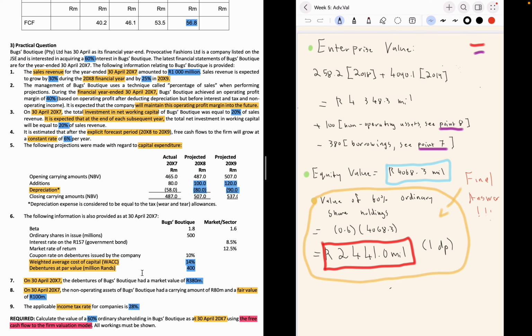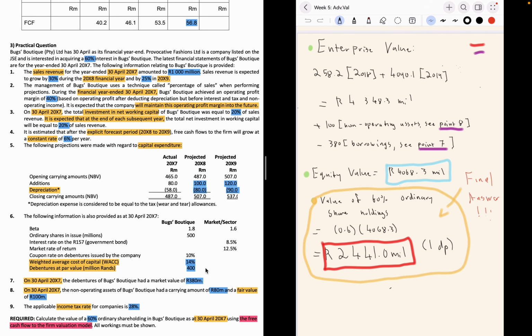So if we go to point 8, the non-operating assets of Bugs Boutique had a carrying amount of 80 million and a fair value of 100 million. So I hope you guys will agree with me that we use the 100 million because that is the fair value. So we add that 100, then we subtract 380. Where do I get the 380? Well, on 30 April 2017, the debentures of Bugs Boutique had a market value of 380. So we know debentures are debt instruments. So we use that for our borrowings.